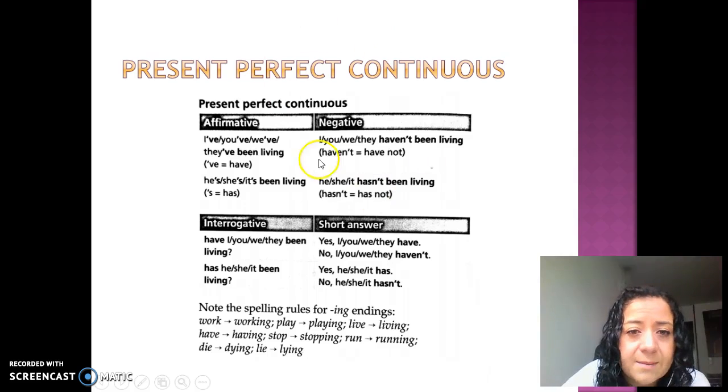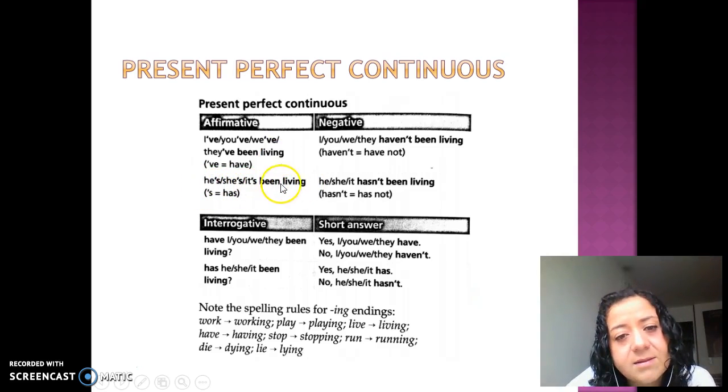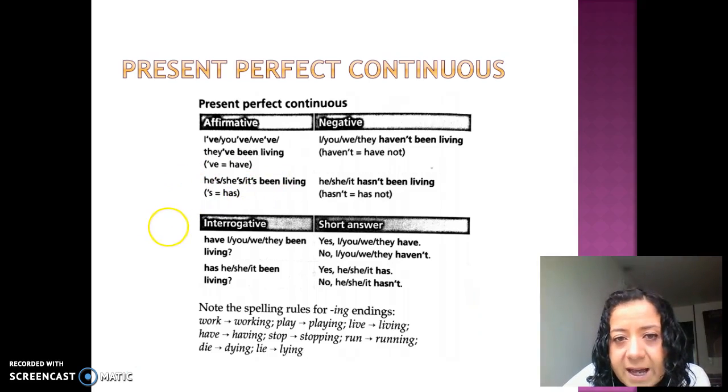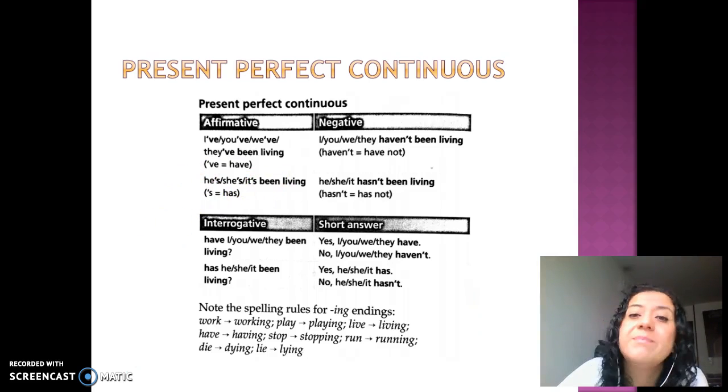So let's look at examples here. I've, you've, we've, they've been living. Yeah. He's, she's, it's been living. So it's always with been, B-E-E-N. It's the past participle of the verb be. So we need the auxiliary have and the auxiliary been, let's say.